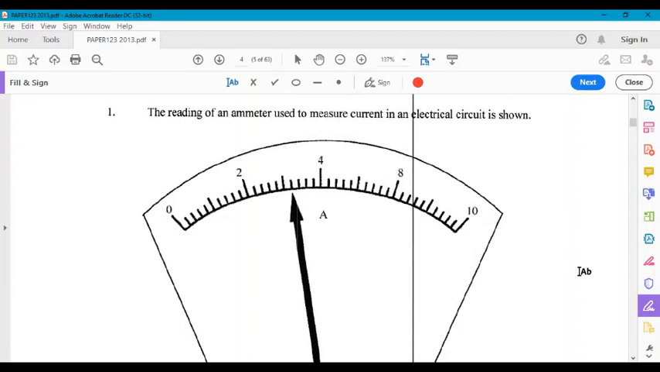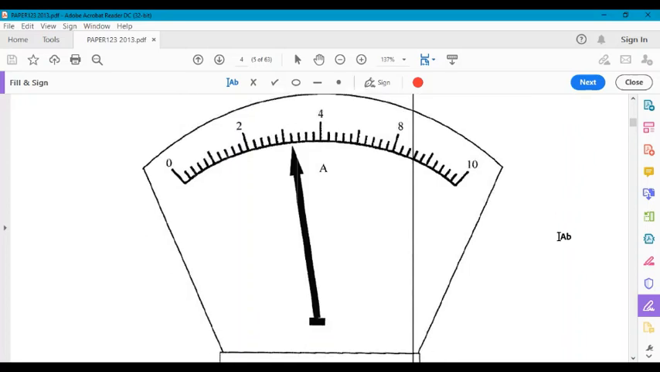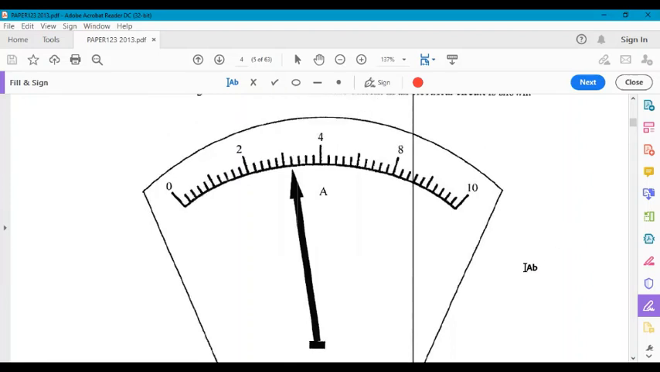Okay, number one, the reading of an ammeter used to measure current in an electrical circuit is shown. What is the reading on the ammeter scale? So at first glance, you might say that it is 2.5, 2.6. Why is that not correct? We got to look at the whole scale, okay? We got to look at all the divisions. This can't be 2.5 if the next whole number is not 3, but 4. Okay, that means that this unmarked division right here is 3.